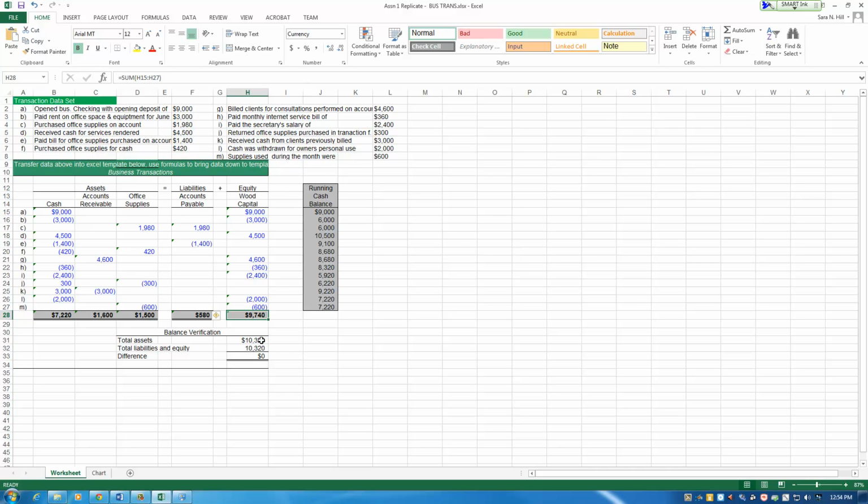All right, so now we can see, once we have all these common transactions entered, how it affected our overall equation. We can verify that our total assets and our total liabilities are still in balance. And we can also see what happened to our cash during the period. We started with $9,000 and ended with $7,220.